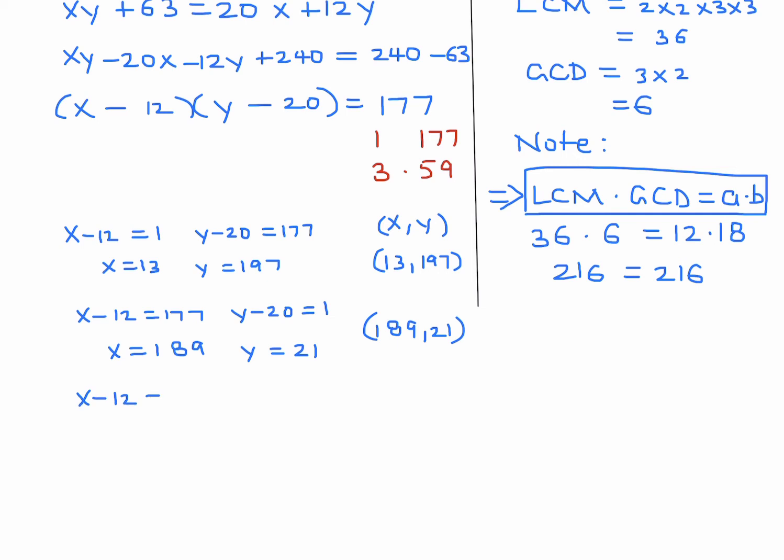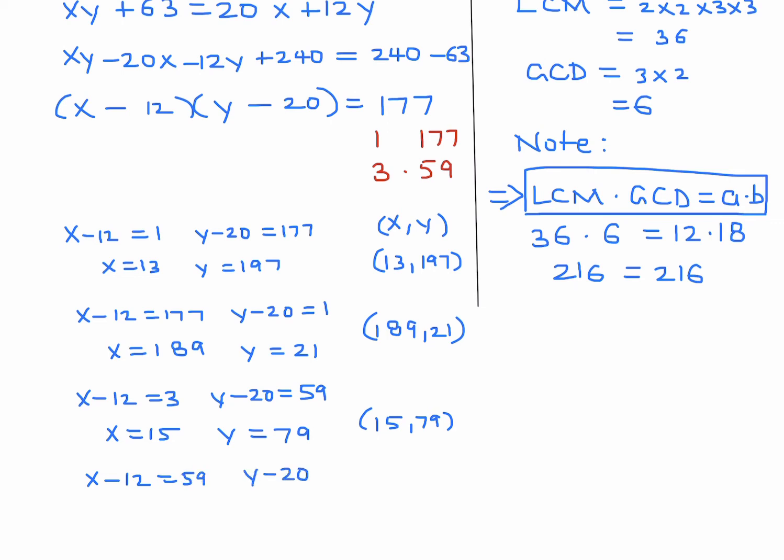That means x minus 12 could be 3 and y minus 20 is 59. This gives me x is 15 and y is 79. So 15 and 79. And then the other one is x minus 12 is 59 and y minus 20 is 3. So x is 71 and y is 23. So we have 71 and 23.